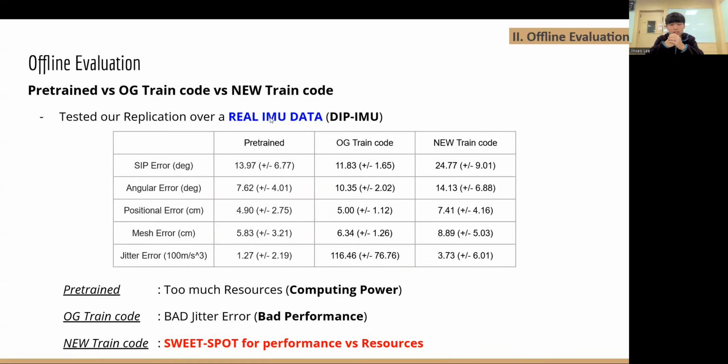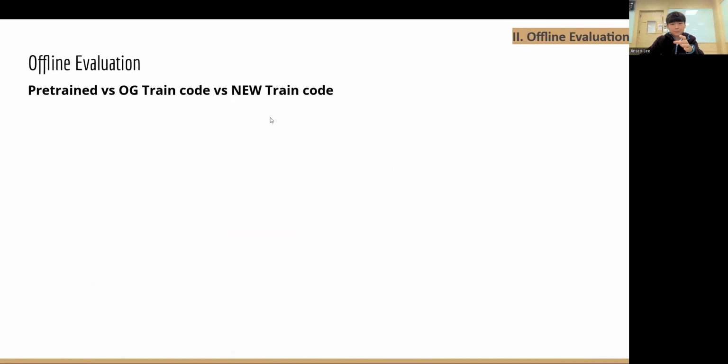The pre-trained model was, as expected, accurate. However, it required too many resources. And our original training code showed bad performance on jitter error, maybe due to the inefficiency and mismatch of resource requirements with the actual resource amount we could use. And finally, for our newly constructed training code, we were able to find a sweet spot for performance versus resources.